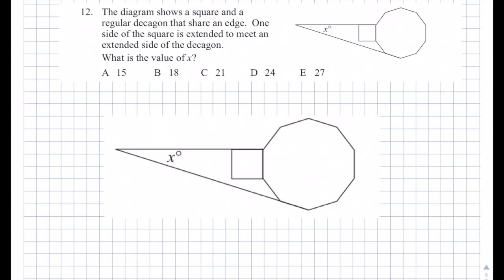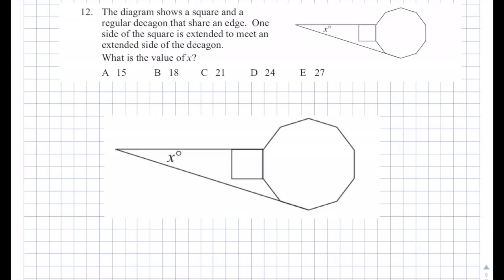Okay, question 12. The diagram shows a square and a regular decagon that share an edge. One side of the square is extended to meet an extended side of the decagon. What is the value of x? We've got answers of A is 15, B is 18, C is 21, D is 24, and E is 27.